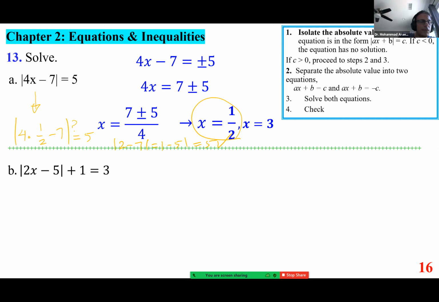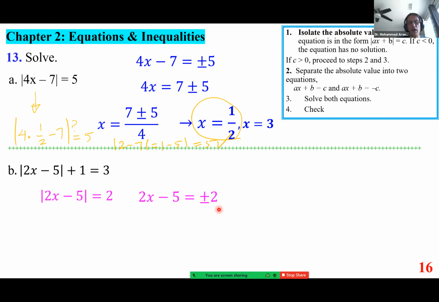As I mentioned, the very first step, by the way, equality or inequality makes no difference. Isolate. This one has a problem. We have a 1. We must remove it by moving it to the other side. So we subtracted 1. Now we are back in business. 2x minus 5 equals plus minus 2.